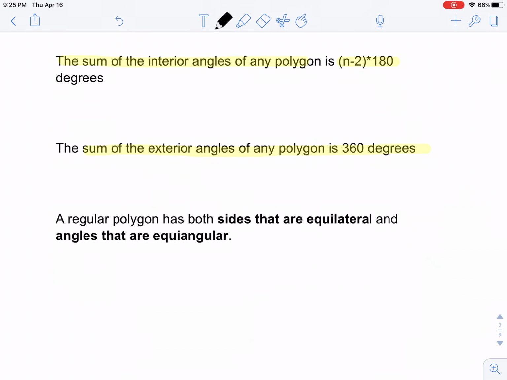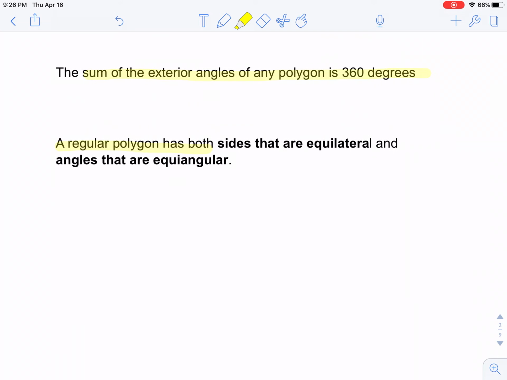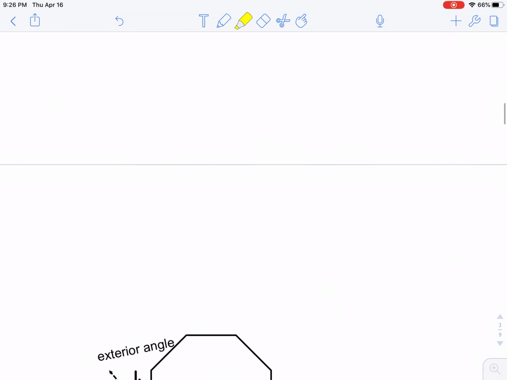And then lastly, we're going to be working a lot with regular polygons today. A regular polygon has both all sides that are equal and all angles that are equal. We say the sides are equilateral and the angles are equiangular.